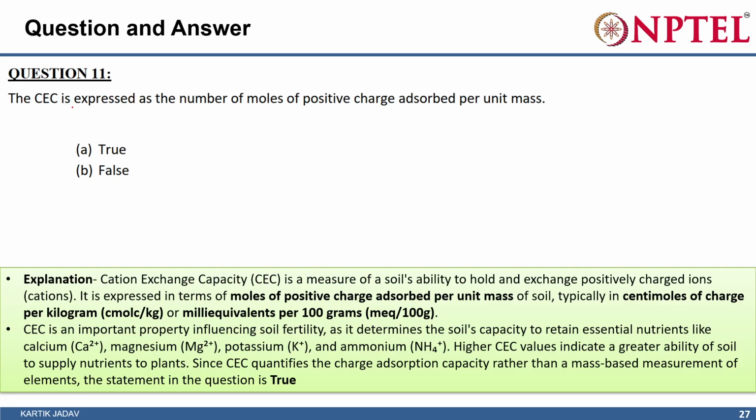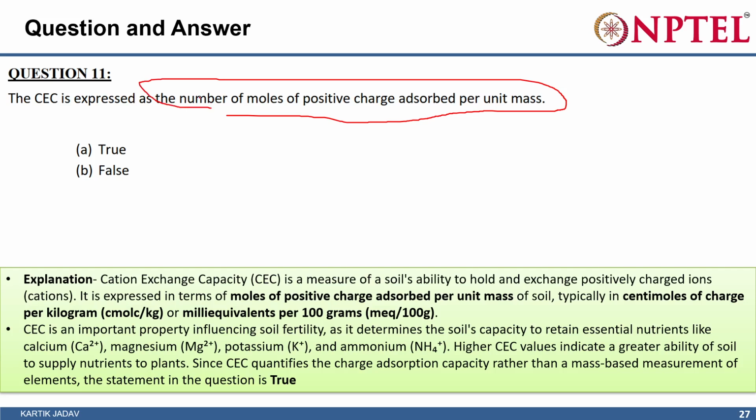Question number 11. The cation exchange capacity is expressed as the number of moles of positive charge adsorbed per unit mass, right? So this is correct. Based on the definition, it is true, because cation exchange capacity measures the soil's ability to hold and exchange positively charged ions. Moles of positive charge adsorbed per unit mass, typically measured in centimoles of charge per kilogram of soil or milliequivalents per 100 grams of soil, is known as cation exchange capacity. And CEC is an important property influencing soil fertility and nutrient holding capacity.